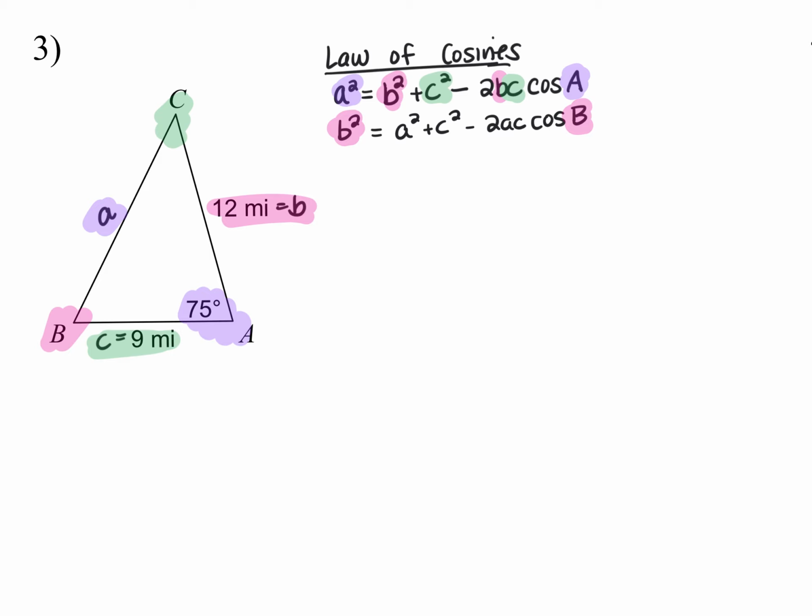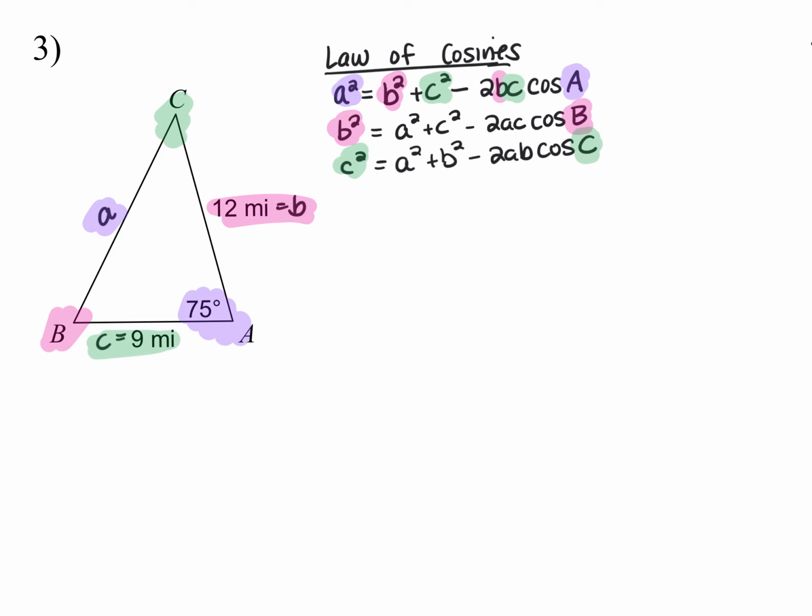A third way I can write this is in terms of angle C. I would have a squared plus b squared minus 2ab times the cosine of angle C. Again, angle C and little c are across from each other in the triangle, and they're also across from each other in the equation. Okay, so that's our law of cosines.